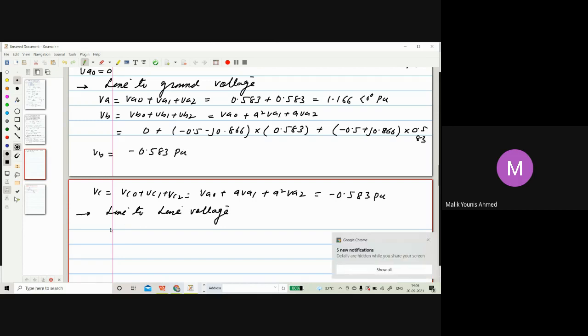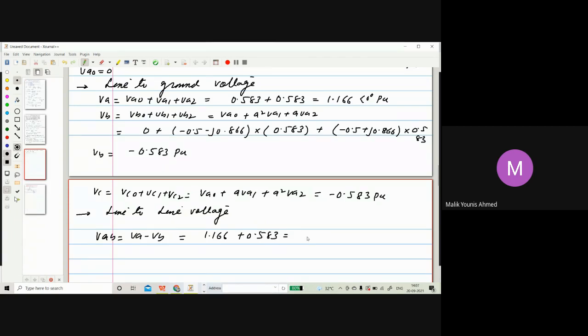Line to line voltages: VAB will be VA minus VB. VA is 1.166 at an angle of 0 plus 0.583, which comes out to be 1.749 at an angle of 0 in per unit.